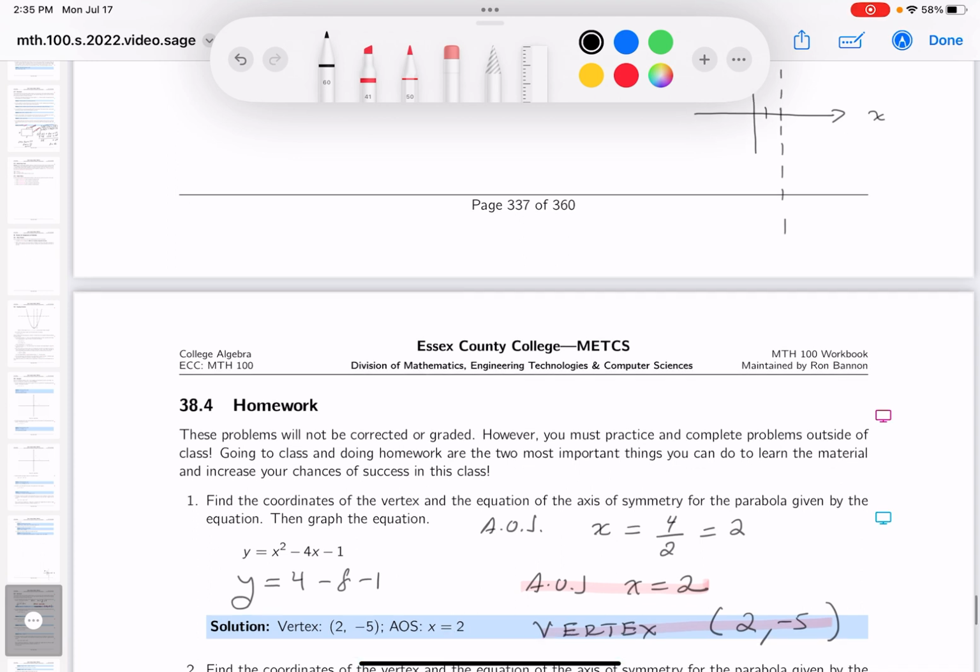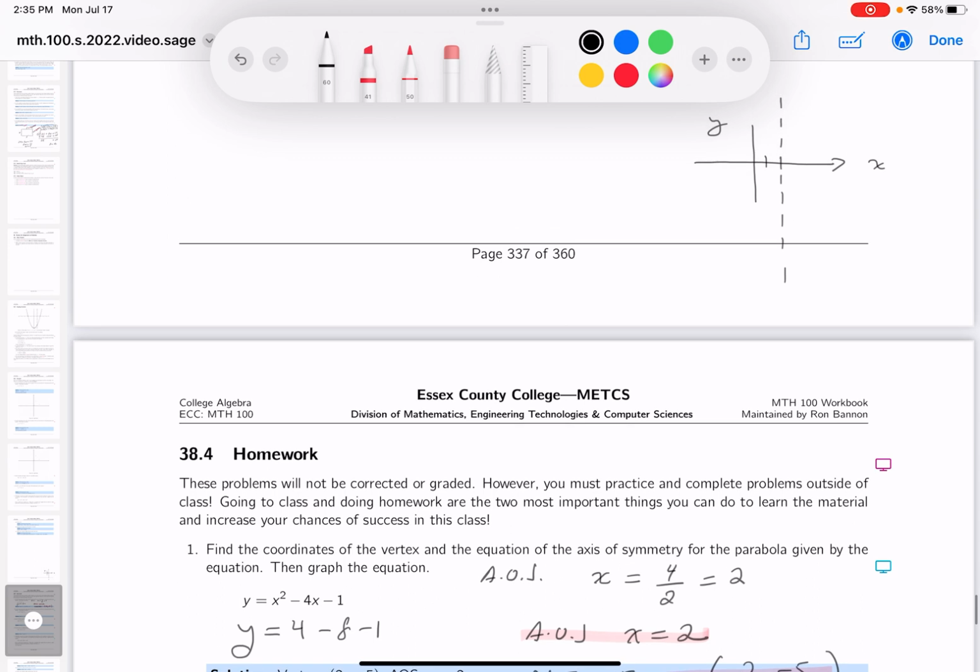Right, the next thing I put down is the vertex, and it's going to be 2, minus 5. So I go down 5. 1, 2, 3, 4, 5, right over here. Now, the other thing I want to point out is the y-intercept is pretty easy to do. It's over here. It's minus 1. And I'm going to try to ballpark a parabola through this here.